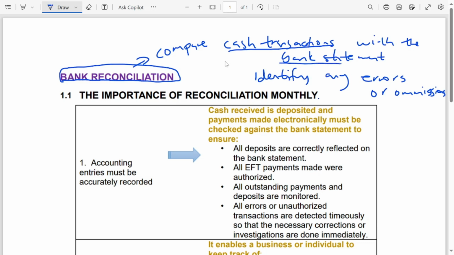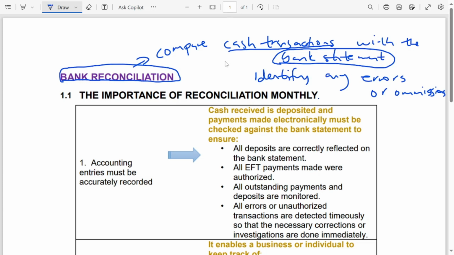So you know that the bank statement you receive in the bank. After receiving the bank statement from the bank, we are then going to compare it with the cash transactions of the business. That is the CRG and CPG. Obviously, the transactions there must be the same. If they're not the same, it means we need to go and correct something, because maybe there's an error or an omission.